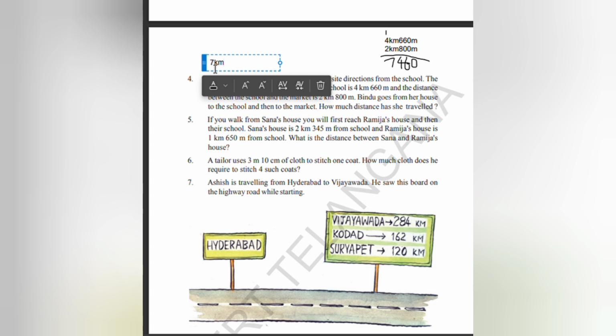7 kilometer 460 meter. 7 kilometer 460 meter.